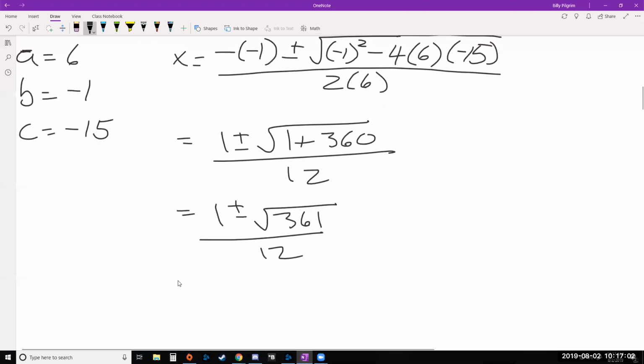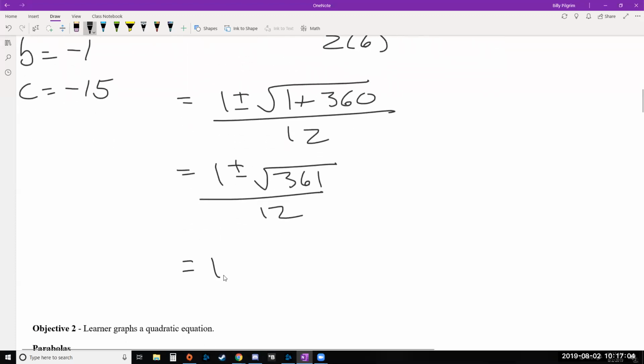Let me scroll down a little bit. We get 1 plus or minus the square root of 361, which is 19, over 12. Okay, so this is all the simplification we do until we deal with the plus or minus. Plus or minus literally means do both cases.